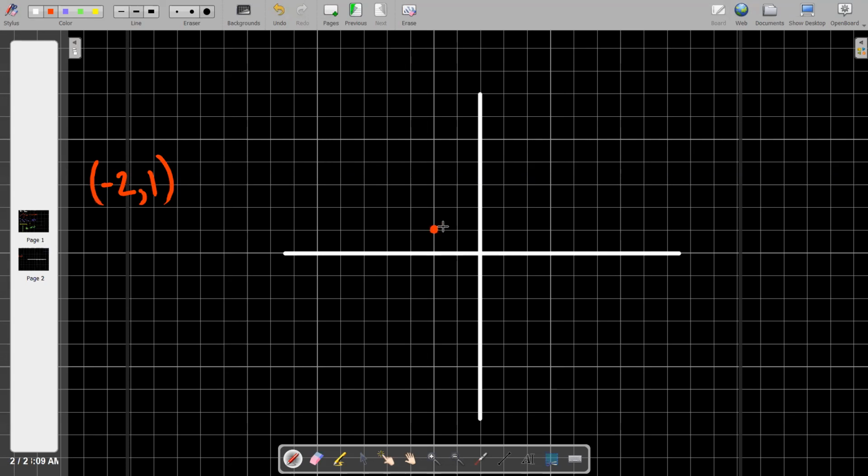Good. Left 2 because the x coordinate of my point is -2. Up 1 because the vertical, the y coordinate, is +1. So that point, we would get there by going left 2 and up 1. How about this point?